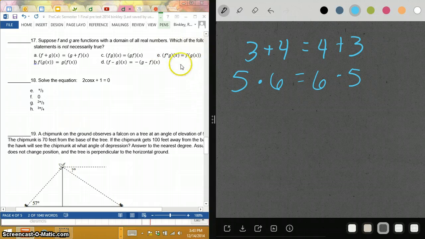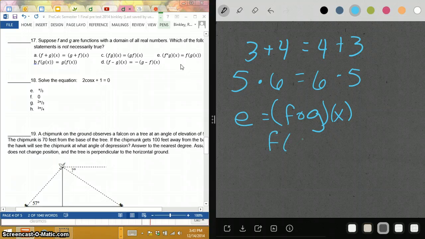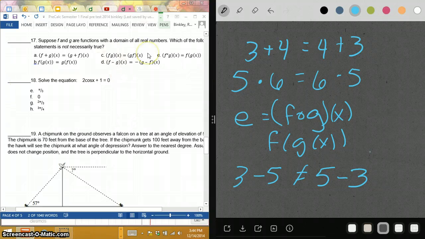Now, what they did here, when they said f of g of x, they're just writing it a different way. f of g of x is the same thing. Remember, you can use this symbol, or you can just put it inside the other function right here. The only one in this that is not going to give you the same thing is the subtraction, just like 3 minus 5 is not equal to 5 minus 3. So in this case, it is D.